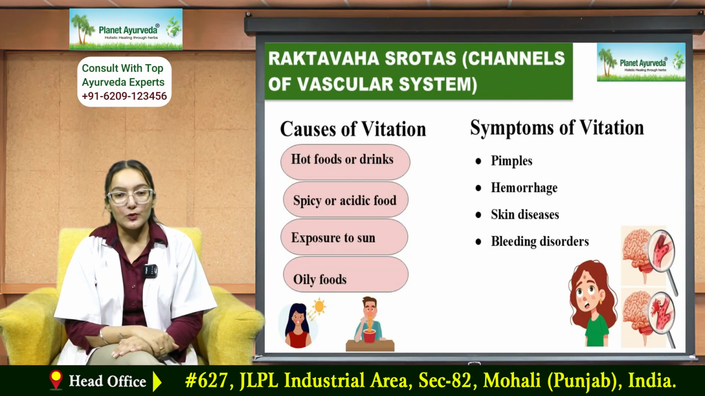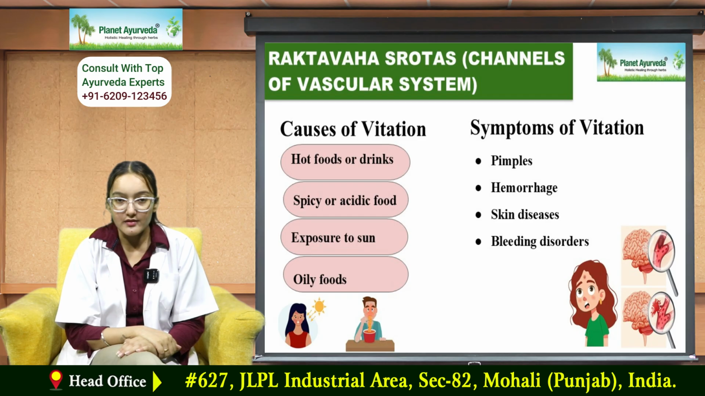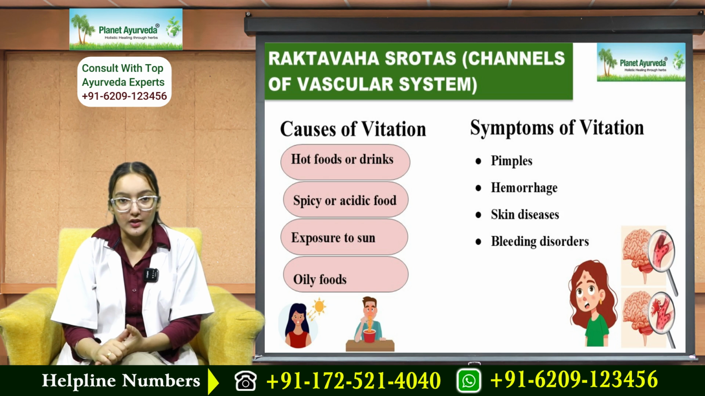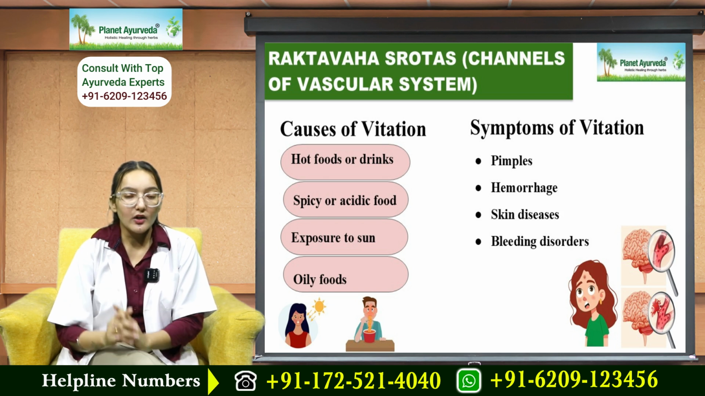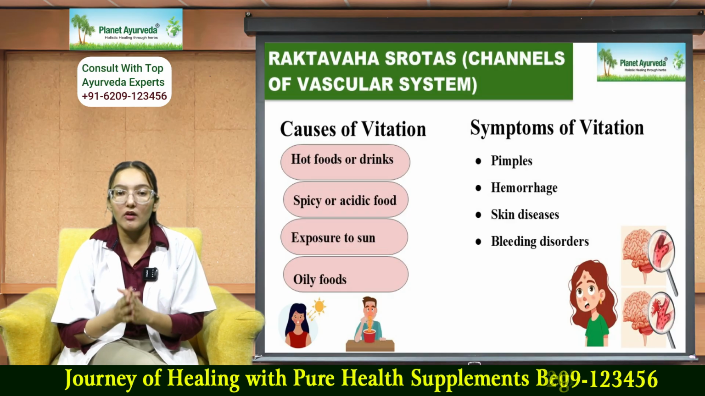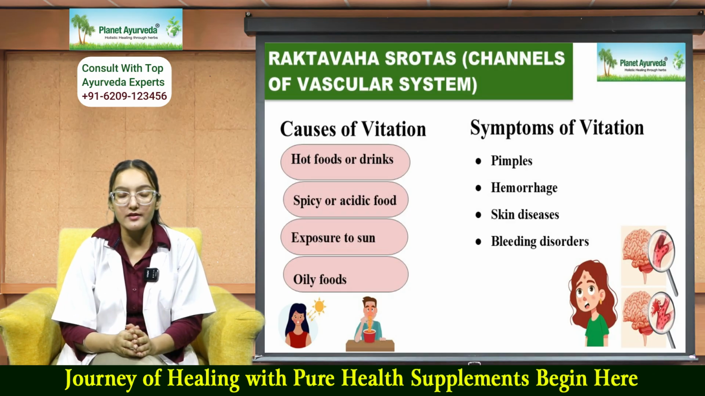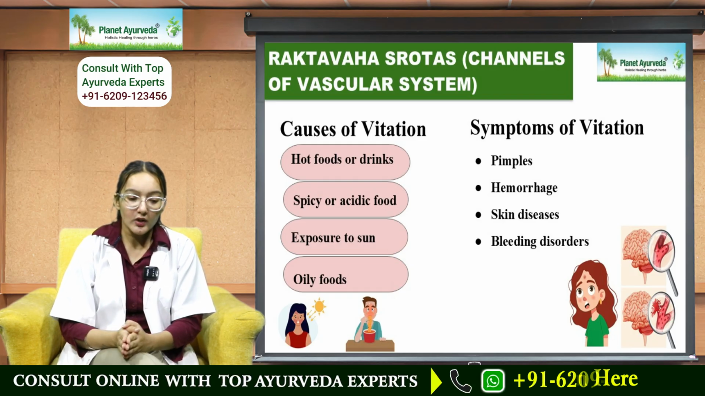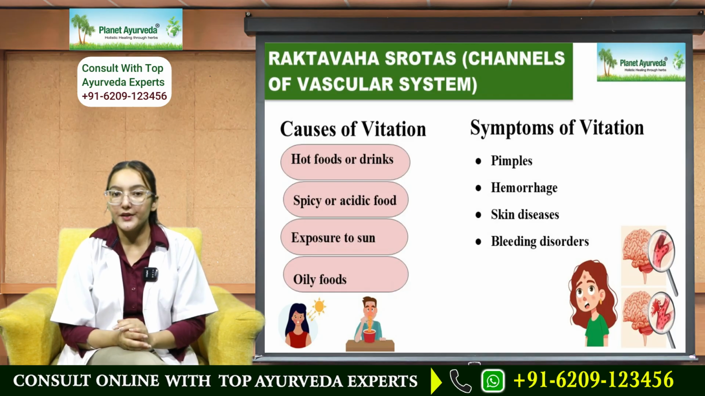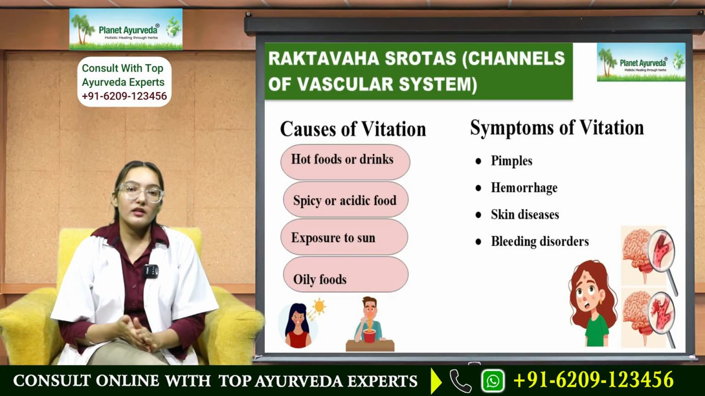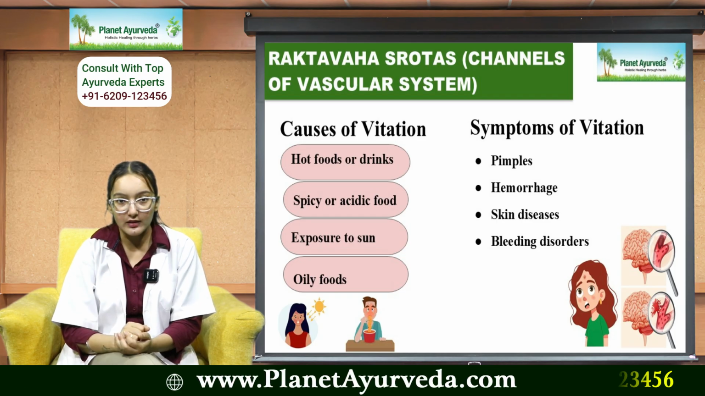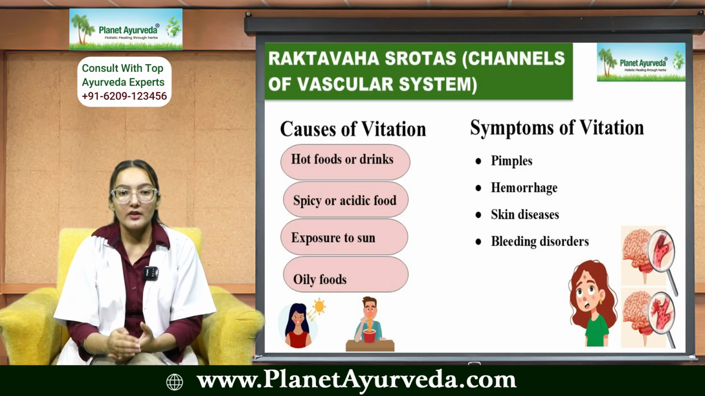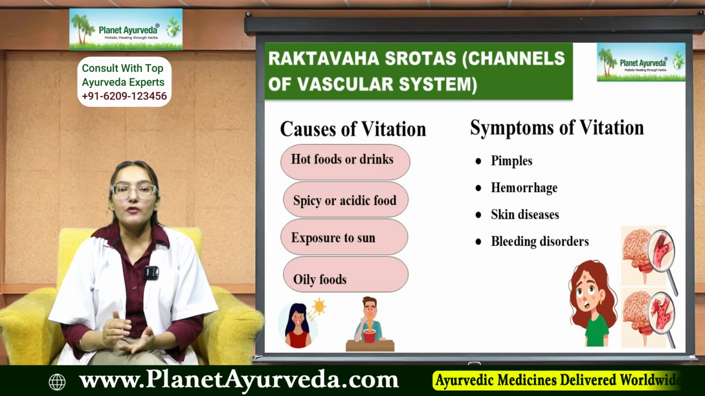Next comes Raktavaha Srotodushti, or channels of the vascular system, you can say. What are the causes of vitiation of Raktavaha Srotas? First of all, let me remind you, if you are a student of Ayurveda or practicing Ayurveda, you already know that Rakta is closely related to Pitta, because Rakta is the site for Pitta. Whenever there is an increase in Pitta, it will vitiate the Rakta. So we have to take care of the diet that will vitiate the Pitta.